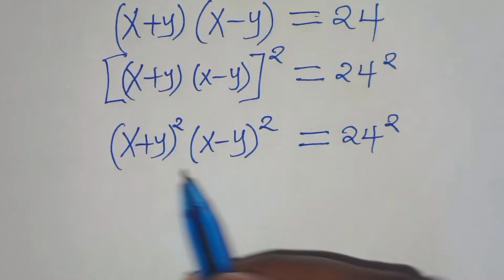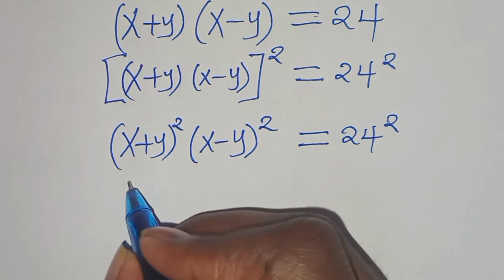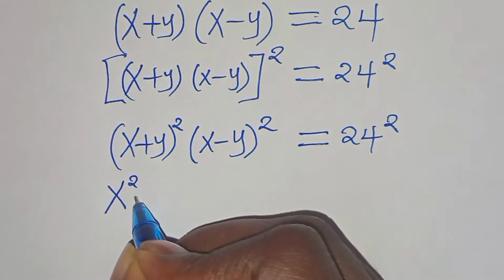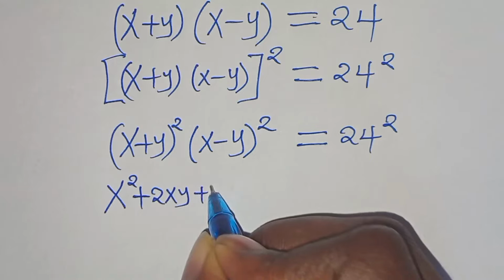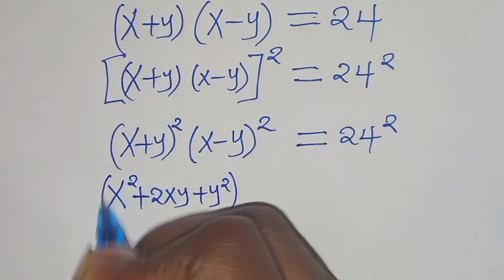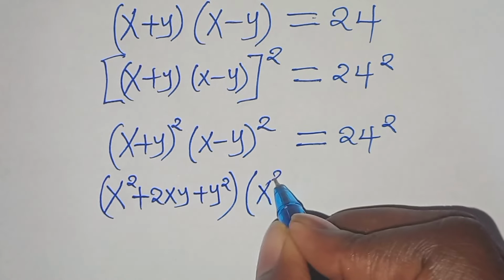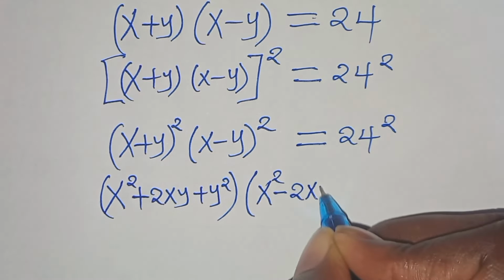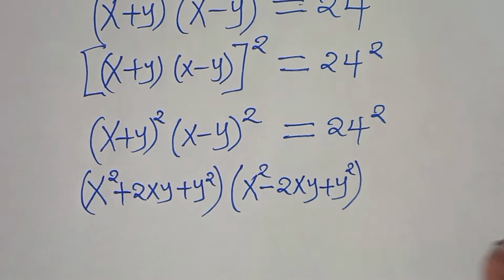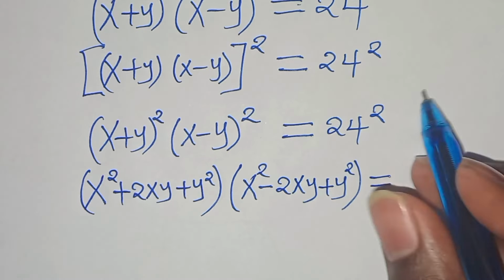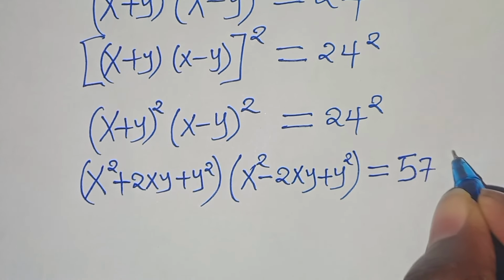The next step from here, x plus y raised to the power of 2, let's expand this. This is the same thing as x squared plus 2xy, then plus y squared. We close the parentheses here. Then we have x squared here, subtract 2xy, then plus y squared. This is equal to 24 raised to the power of 2, and this is actually equal to 576.